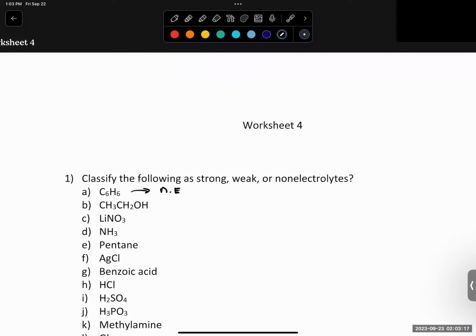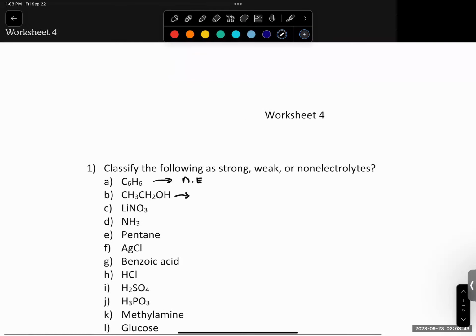Does anyone know what compound B is? It is not acetic acid. Acetic acid would be CH3COOH. It is not a base either. It's not methanol, it's actually ethanol. Because that's a non-electrolyte, this is also a non-electrolyte.